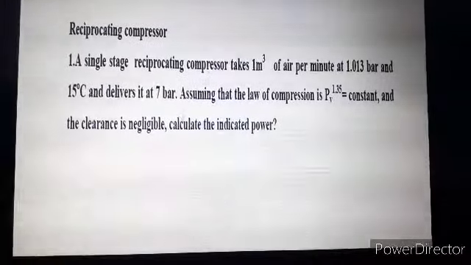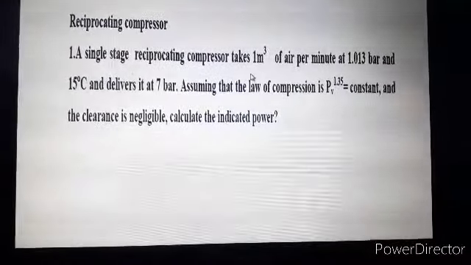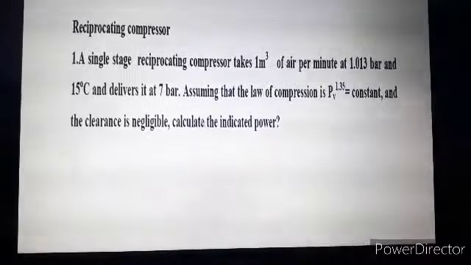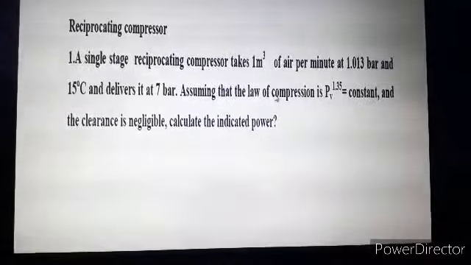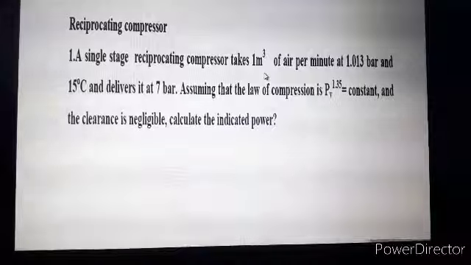Now in addition to this, if required, we can find other parameters like discharge temperature, discharge volume, mass flow rate of the air, and so on. So let us proceed to the solution.